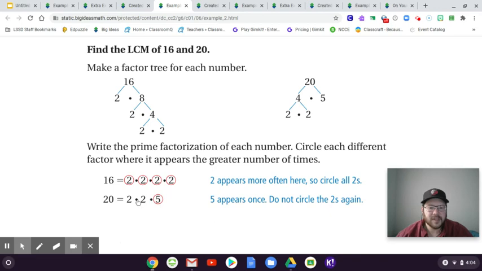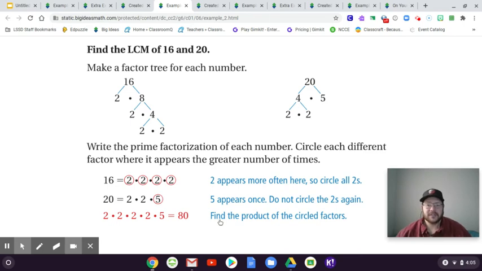So 2 shows up a couple of times for 20, but it shows up 4 times for 16. So you circle all 4 of these 2's and don't circle these 2's. And then 5 shows up for 20, but it doesn't show up here for 16, so you circle the 5. And then you multiply all of this together. So when you do that, what is the least common multiple of 16 and 20? Okay, hopefully when you multiply it together, you got 80. Therefore, 80 is the least common multiple.